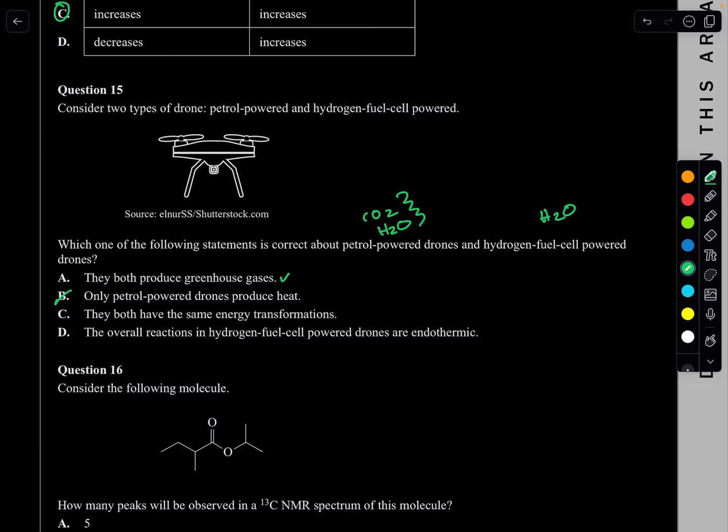That's wrong. They both have the same energy transformation? Absolutely rubbish. In the hydrogen fuel cell, the main energy transformation that's happening is it's taking chemical energy and transforming it to electrical. Of course, there is some chemical energy to thermal energy in fuel cells because it's not 100% efficient. But if you look at the petrol-powered, it has so much worse energy transformations.